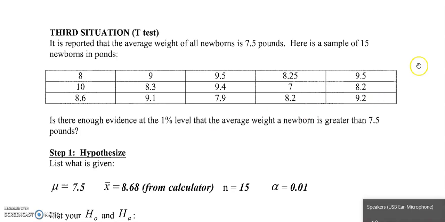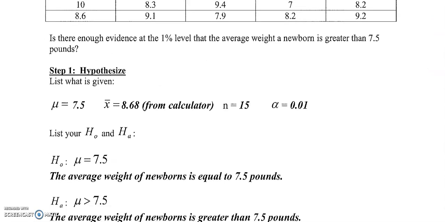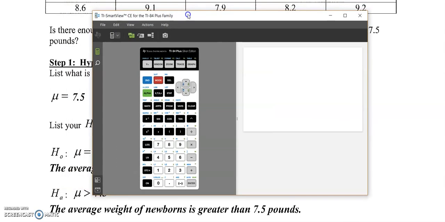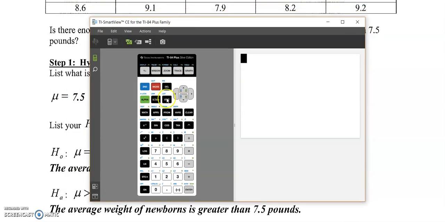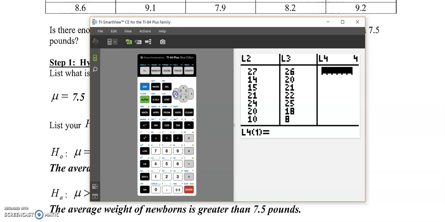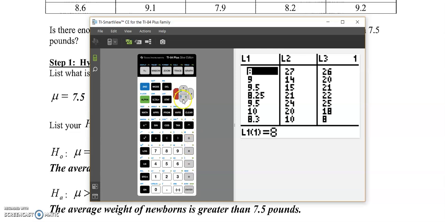7.5 pounds? So we're going to write down what's given. And what's given is that the average, the claim, mu equals 7.5. To find the sample average, we're going to take that data and put it into the calculator. So I've taken the data and I've pressed stat, number 1 for edit, and I've placed all that data in list 1. So place the data in list 1.